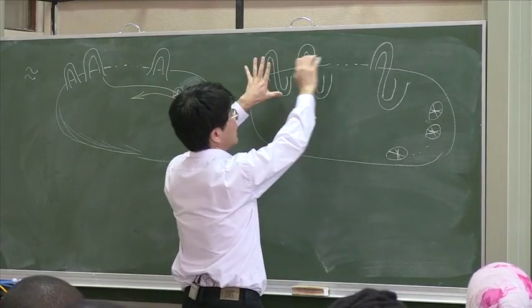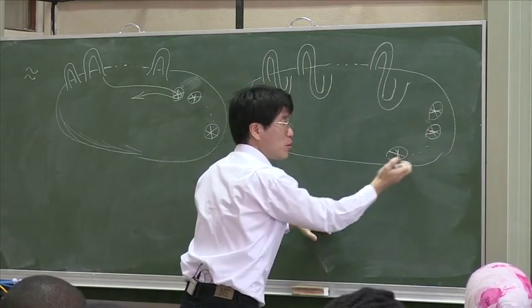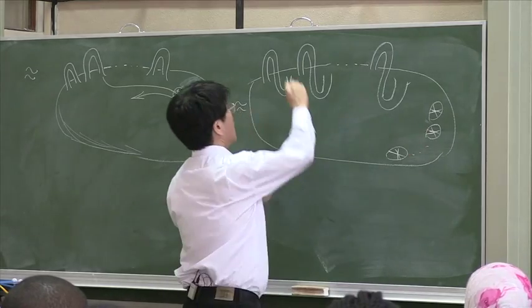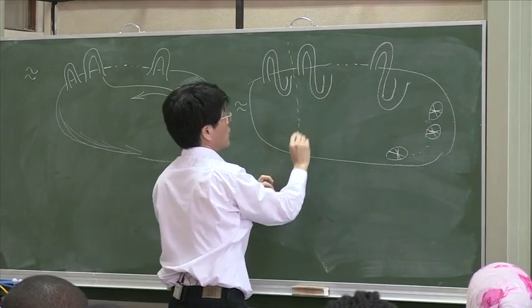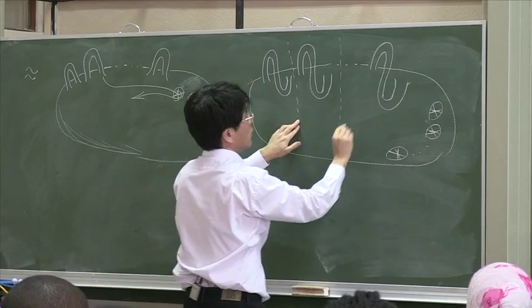Now, how many of these handles are there? G of them. How many of those movie strips are there? G prime of them. And let us look at the composition of the picture, just like so.